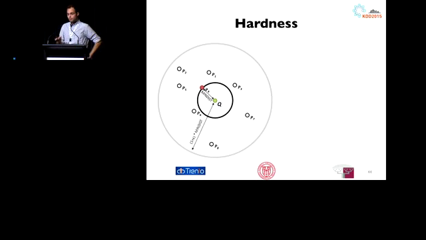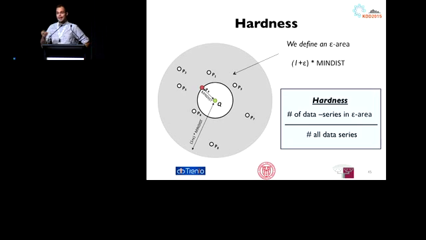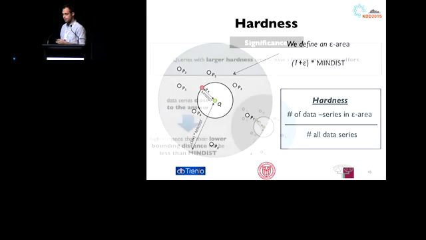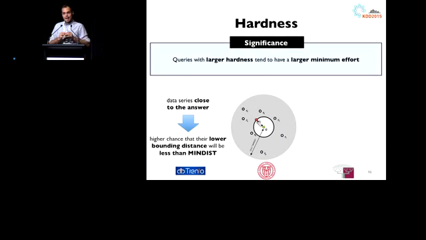In order to solve this, we define an epsilon area around the nearest neighbor as 1 plus epsilon times the distance to the nearest neighbor. The number of data series in this area over all the data series we define as the hardness of a query. Queries with larger hardness tend to have larger minimum effort. This is because data series that are close to the answer have a higher chance that their lower bounding distance will be less than the distance to the nearest neighbor.